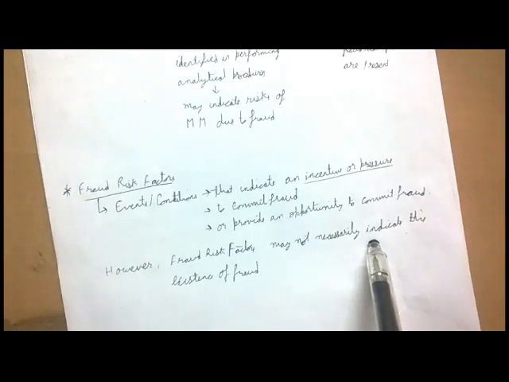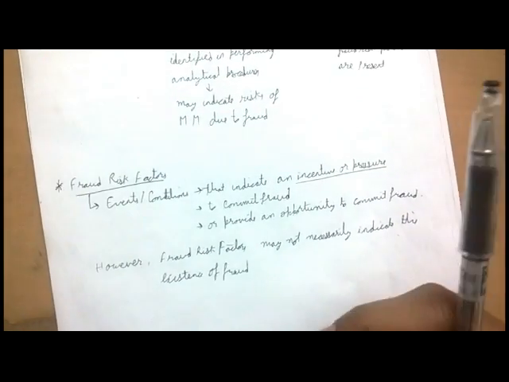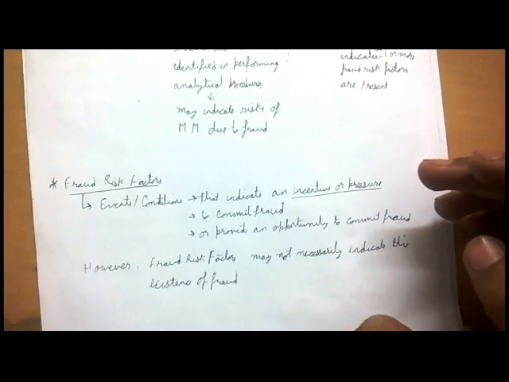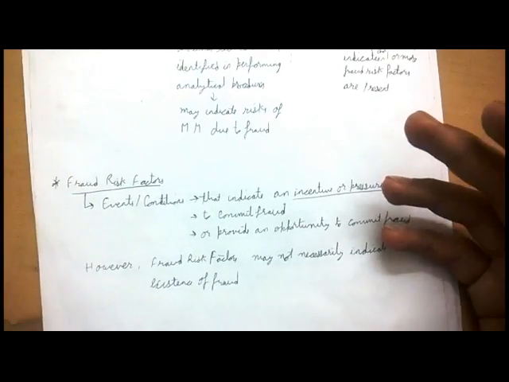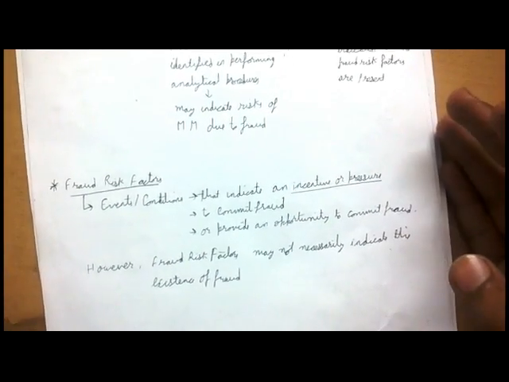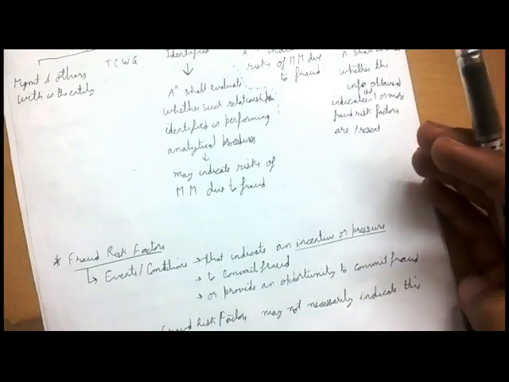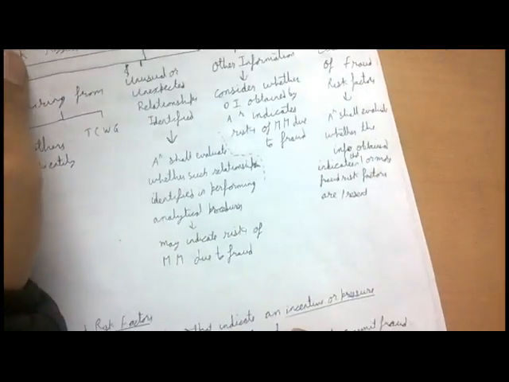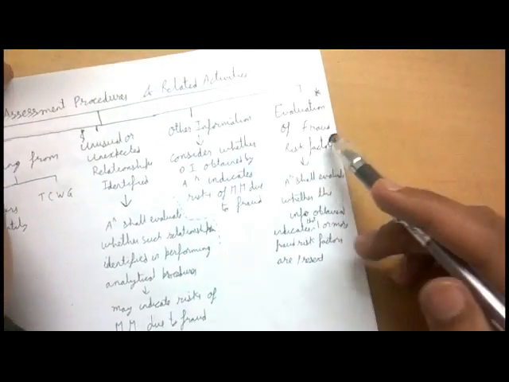However, fraud risk factors may not necessarily indicate the existence of fraud. If there is a fraud risk factor, that doesn't mean there is definitely going to be a fraud, because there are still some good people who have the chances, the incentive, and the pressure, but they won't commit fraud. So next we have the evaluation of fraud risk factors.